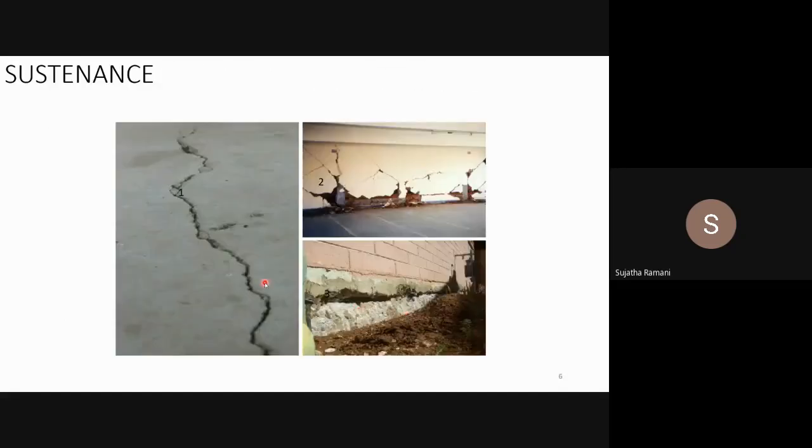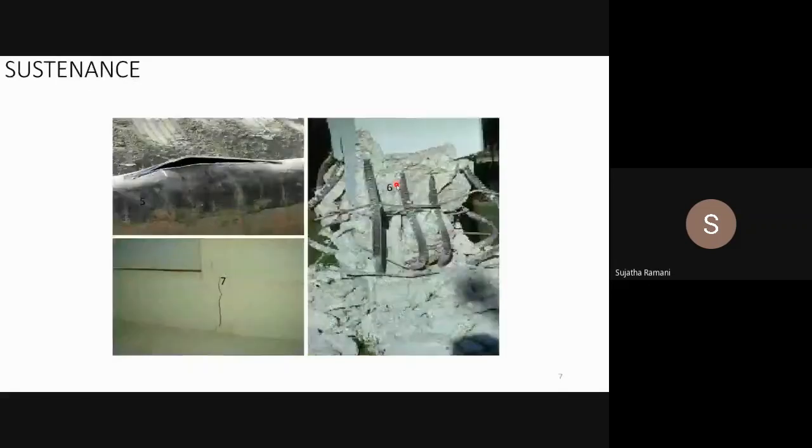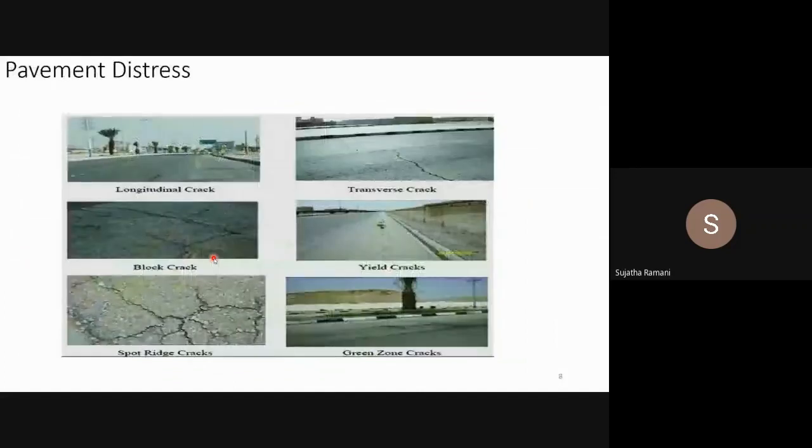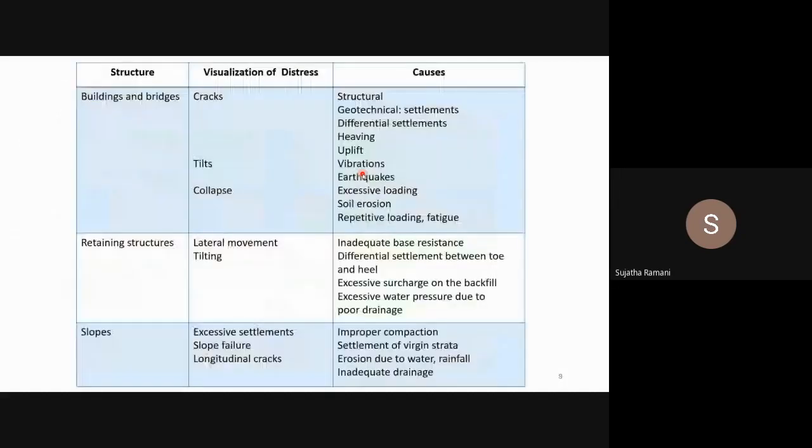So I have shown these features here. You can see how the cracks manifest themselves on a slab, in a floor, in a wall. And then you can see a damaged pipeline. You can see the distress in the column and the cracks at the plinth level, and a variety of distress in the pavement structures. There are a large variety of failures that happen because of the failure in the ground.